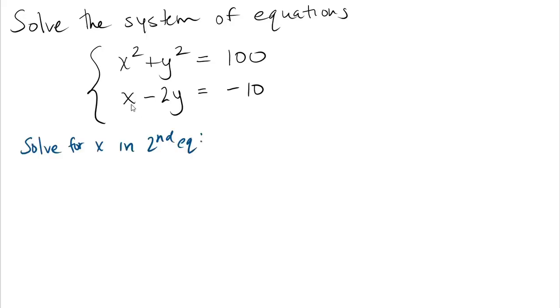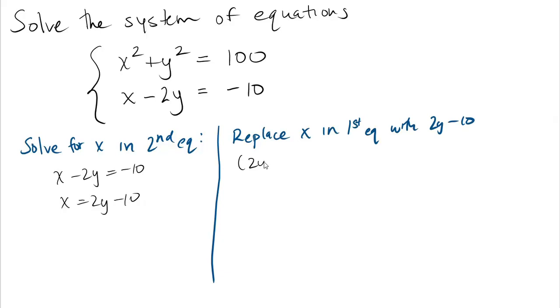Again, you just want to find the one that's going to be the easiest to solve for. So if x minus 2y equals -10, then x equals 2y minus 10 if we add 2y to both sides. Now we're ready to substitute. We're going to replace the x in the first equation with its equivalent, 2y minus 10. So we get 2y minus 10 squared plus y squared equals 100.